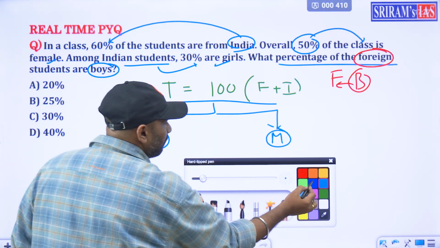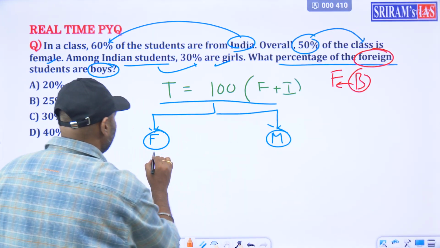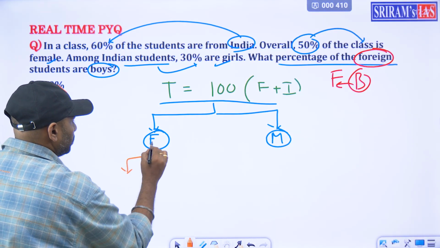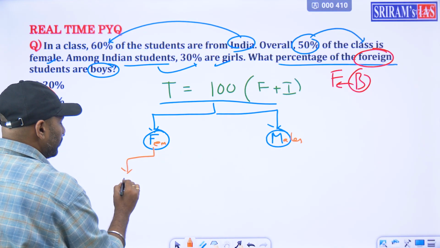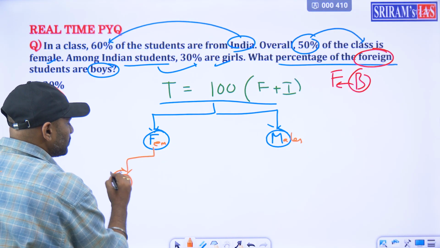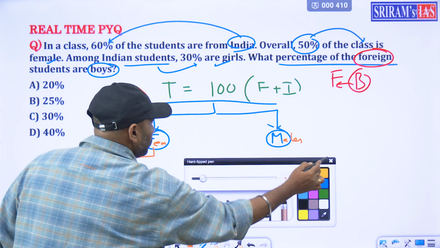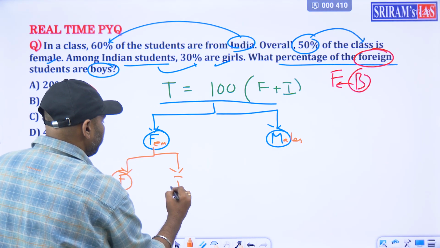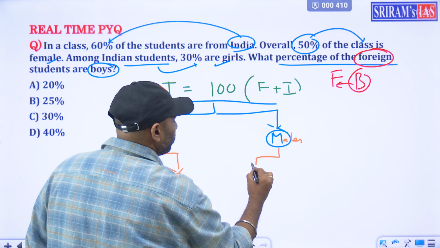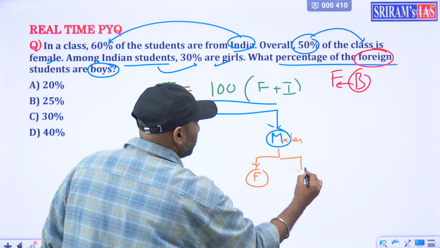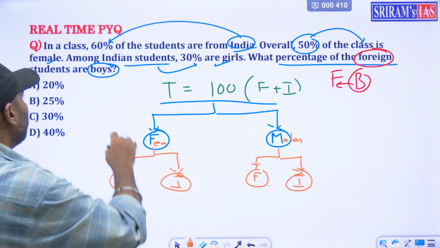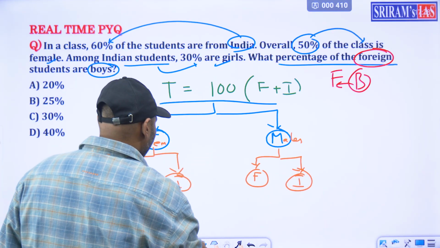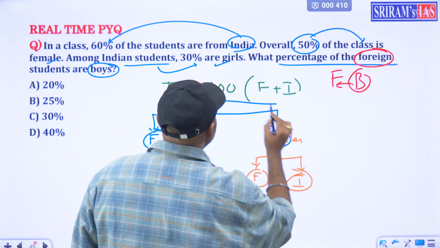In this again we have females and males. In this again we have foreign students and Indian students, Indian females. Here also you have foreign males and Indian males. This is the whole flowchart of this particular problem. Now from this, 60% of the students are from India. So out of this 60%.